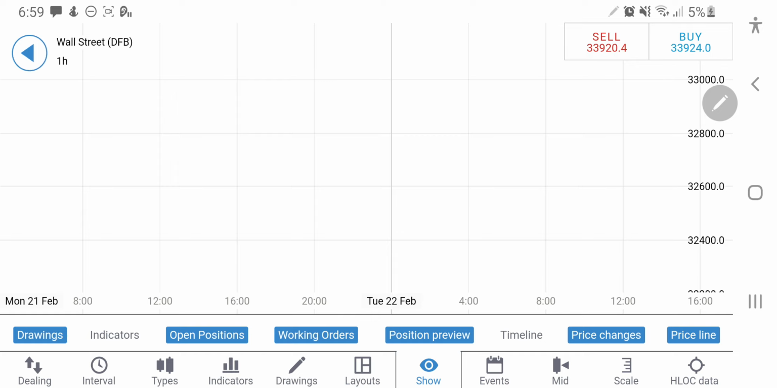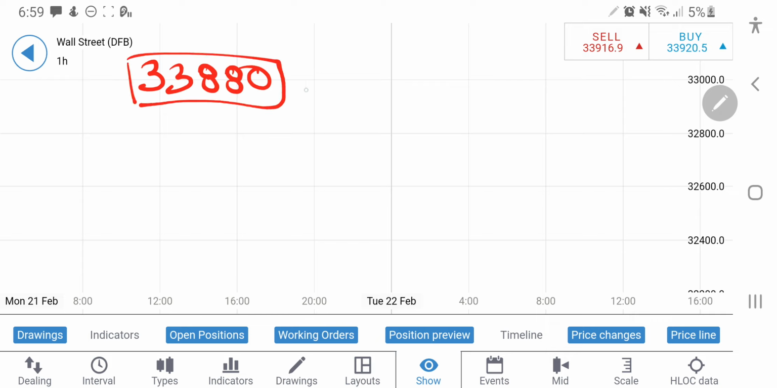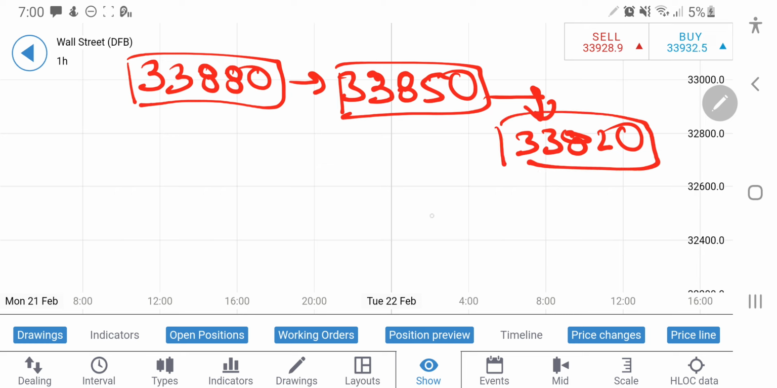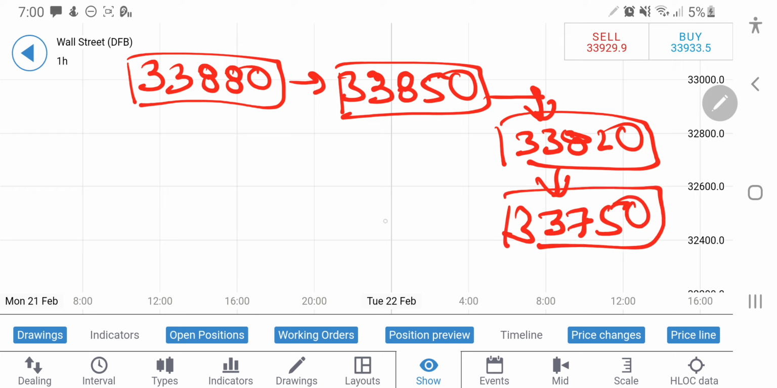Now let me give you the short entries. Any short entry you can take at 33,880 levels, where you can expect it to hit 33,850, the nearest resistance, and then 33,820, and below that it will try to drop towards 33,750 levels. So yes, from here also it can bounce back, and below that we will see 33,700.